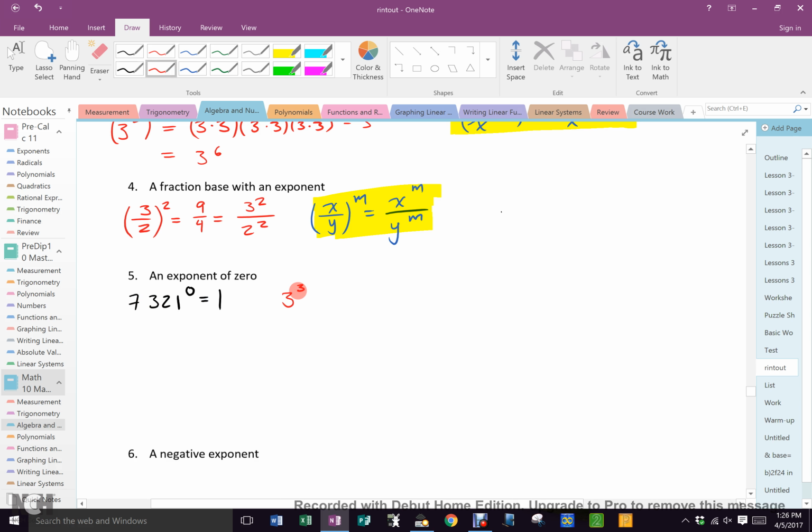Everybody ready? 3 cubed over 3 cubed. What math is that? What do I really have in the numerator? I have 27. What else could I write up top?